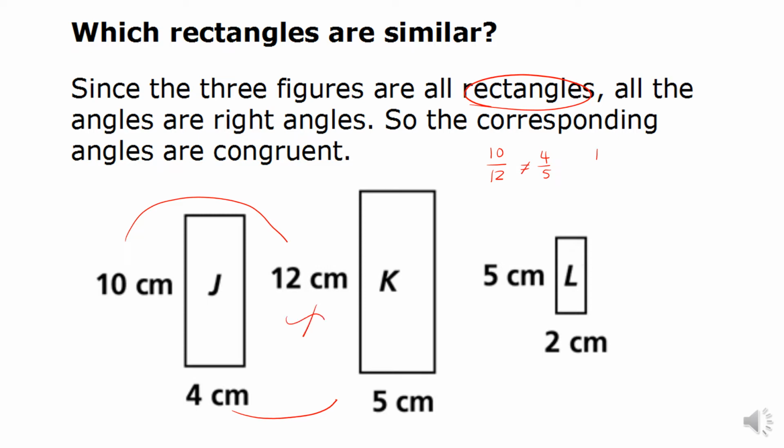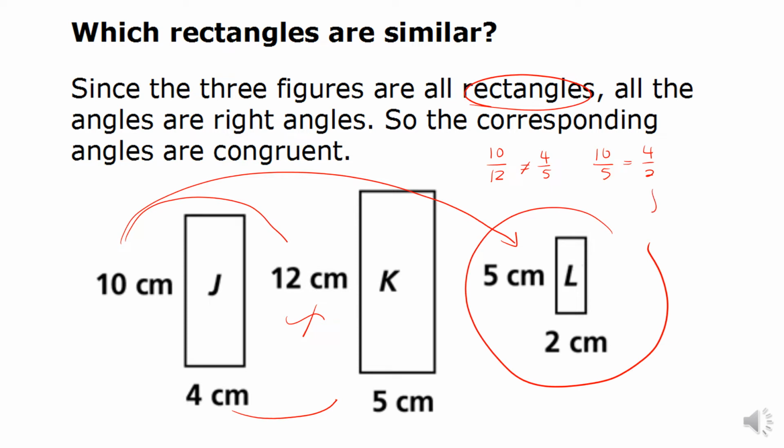Okay, so then I'm going to do 10 to 5. I'm going to do this one to this one. And then I do 4 to 2. And I can see that those are the same, so therefore J is similar to L.